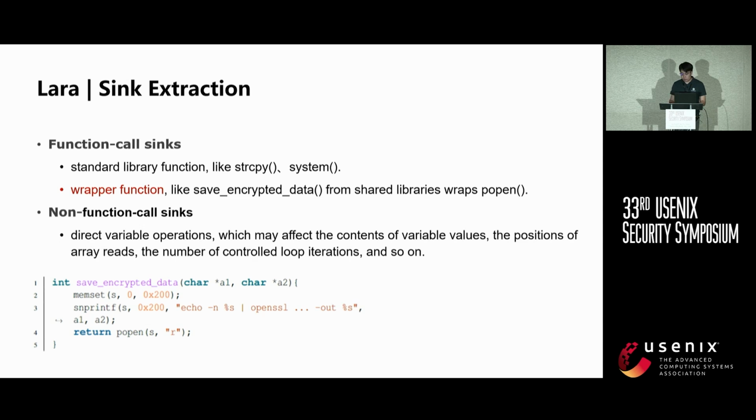For sink extraction, standard library functions and non-function things are predefined, like string copy, system, and number of controlled loops, and so on. We also analyze the wrapper functions in shared libraries, which was always overlooked. For example, in the following code, there is a risk of command injection when saving data, but the detailed code is in the shared libraries, so sometimes we will overlook it.